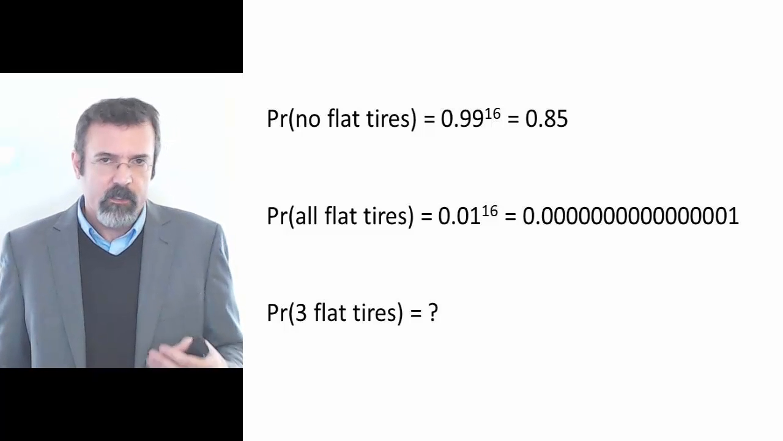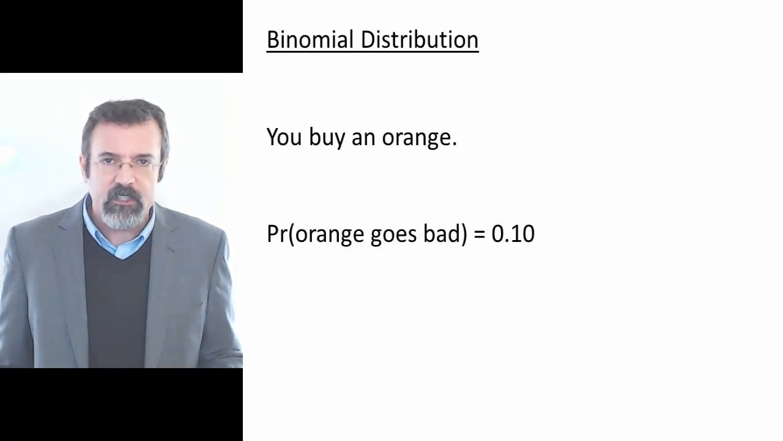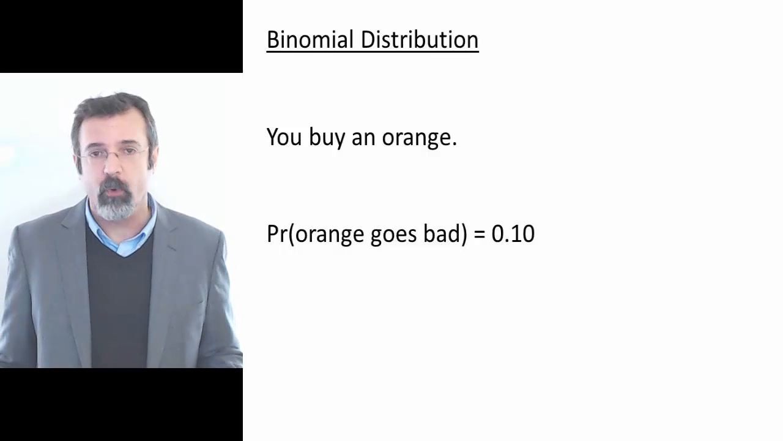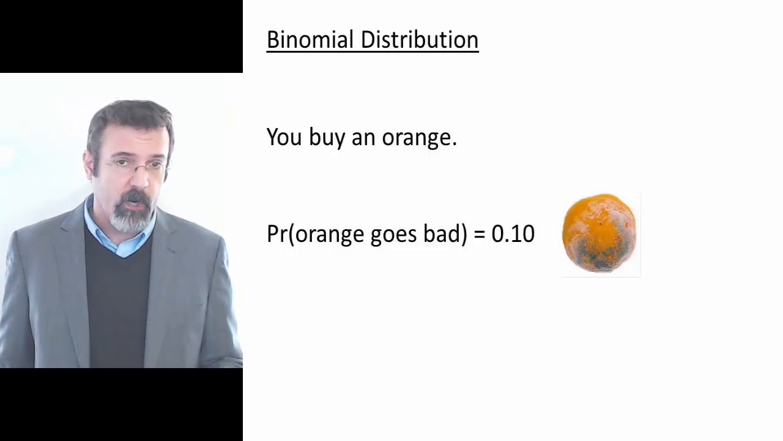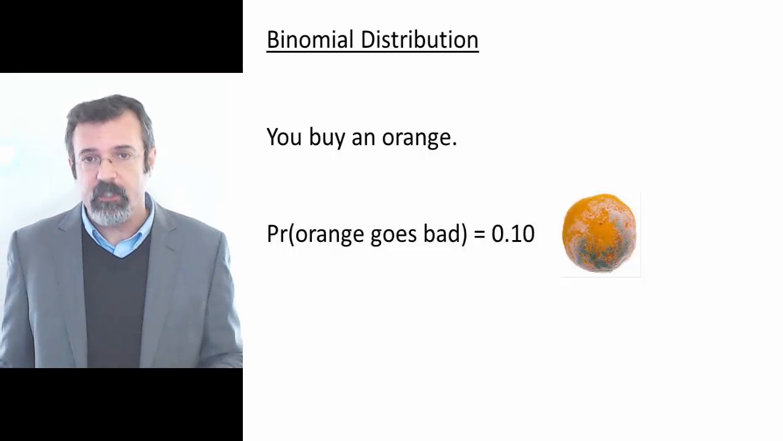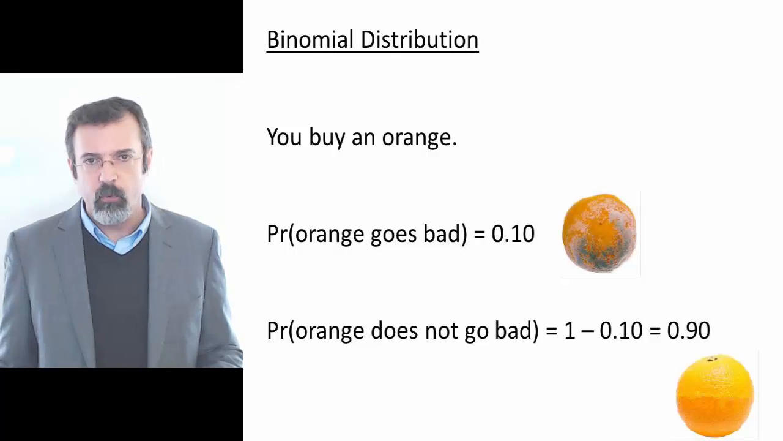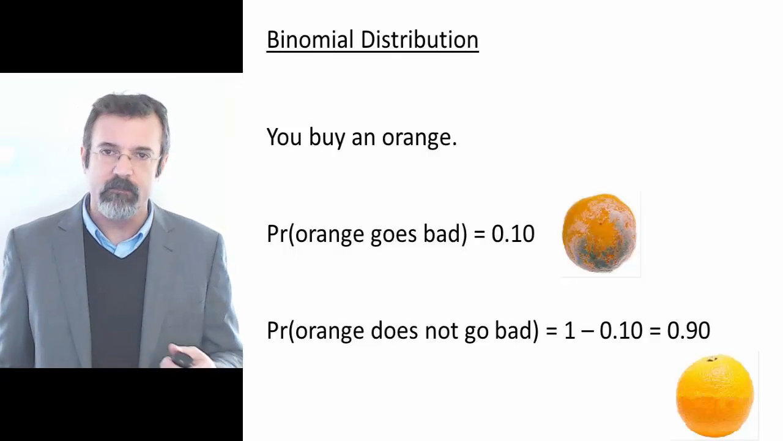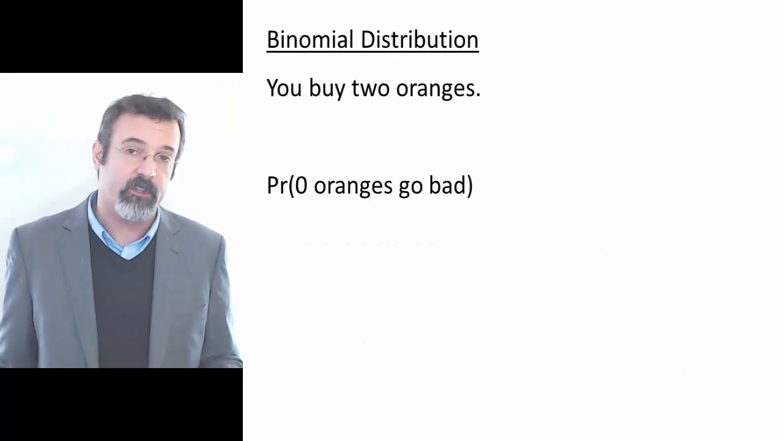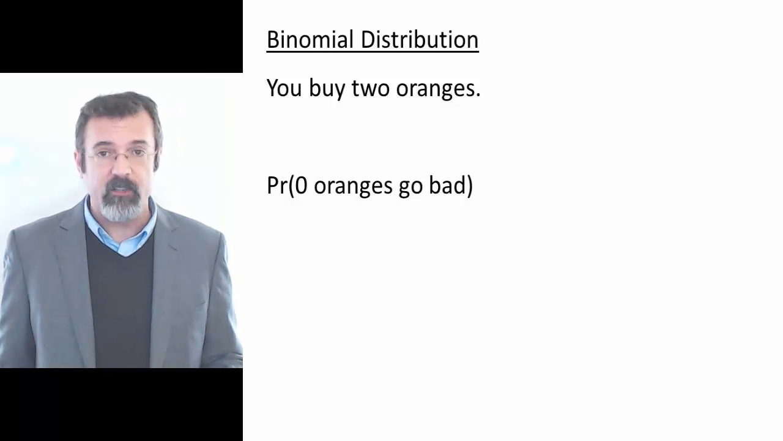For example, suppose you buy an orange. The probability of the orange going bad within 24 hours is 10%. So the probability of the orange not going bad within 24 hours is 90%. Now suppose you buy 2 oranges and you want to know what is the probability of neither of the oranges going bad within the next 24 hours. This is a binomial distribution.